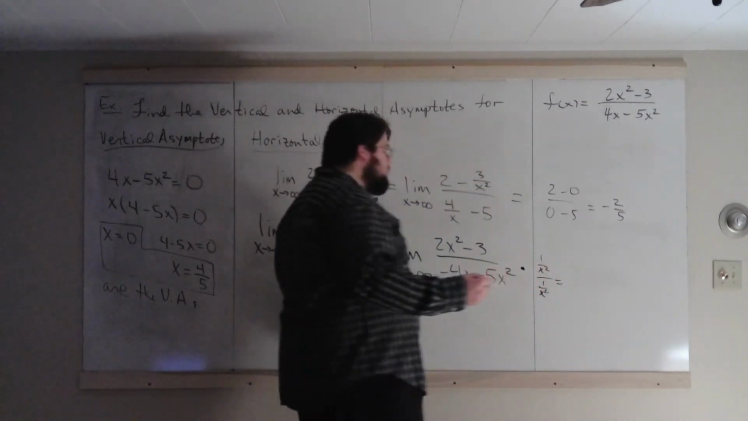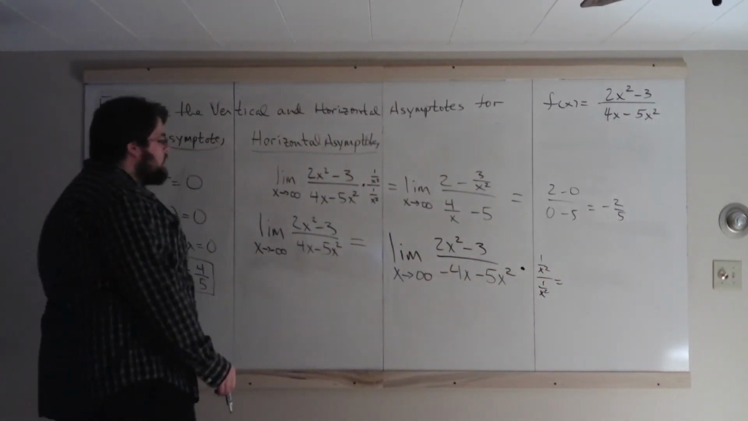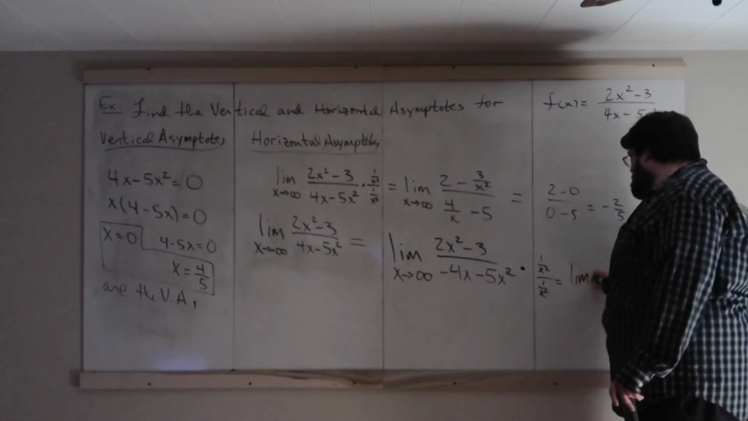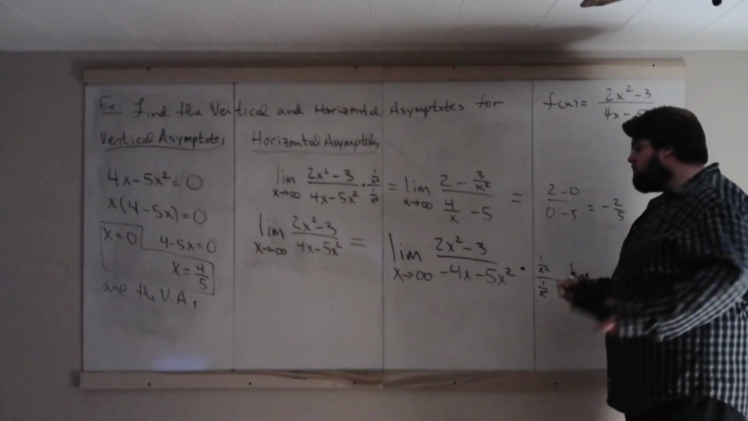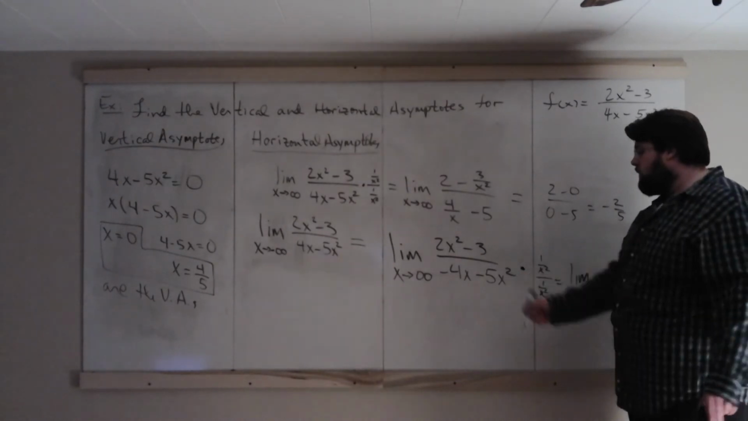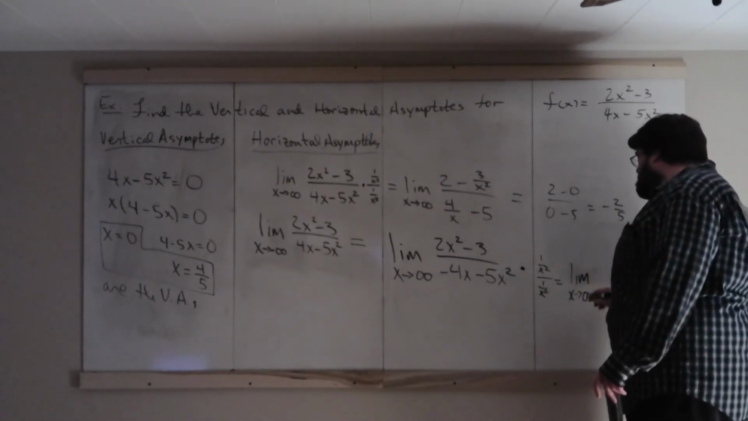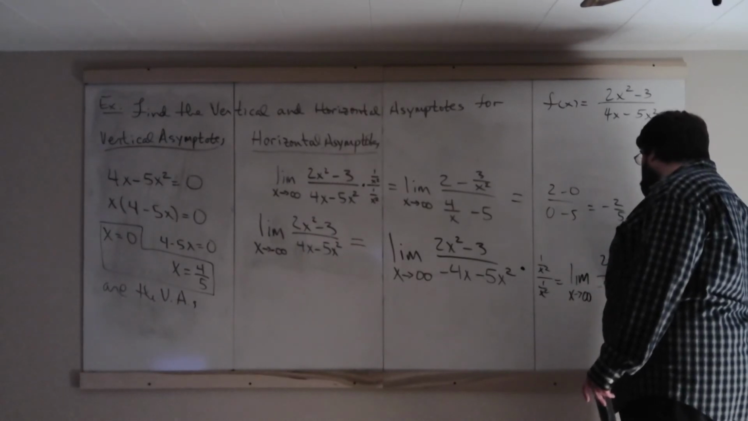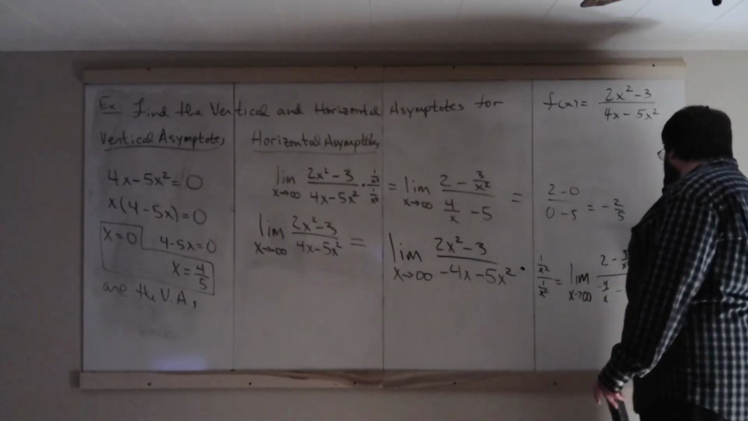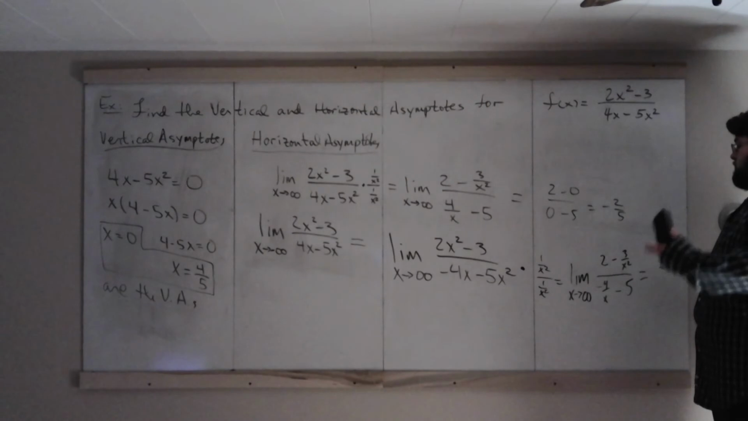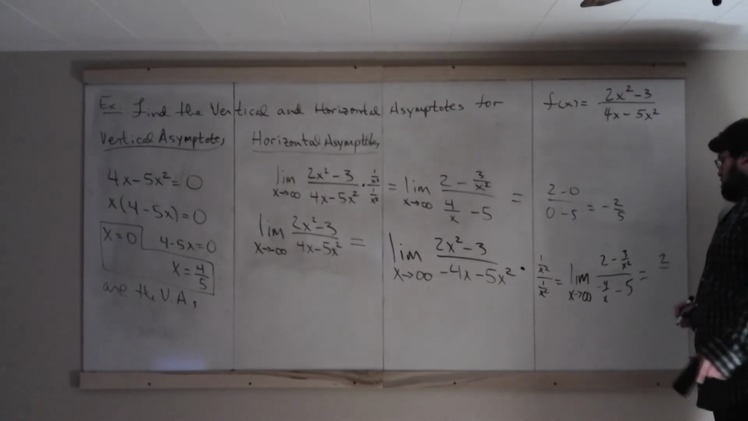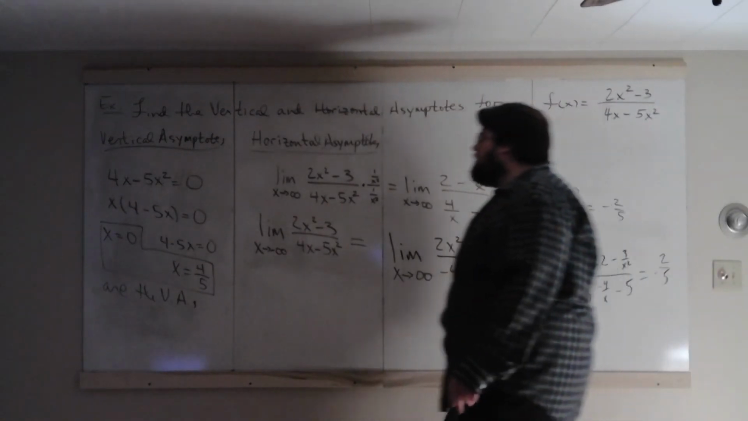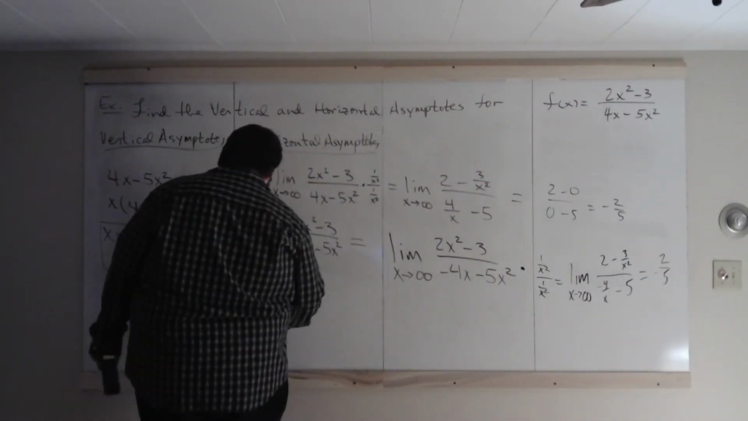You could use L'Hopital's rule twice. I don't want to do that. Or you could multiply everything by 1 over x squared, the largest exponent in the bottom. You get limit as x goes to positive infinity of 2 minus 3 over x squared over negative 4 over x minus 5. And this also equals 2 minus 0 over 0 minus 5, which is negative 2/5. So we found the two limits. We can reach our conclusion.